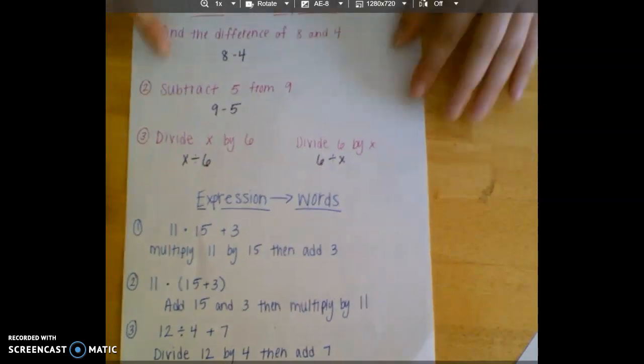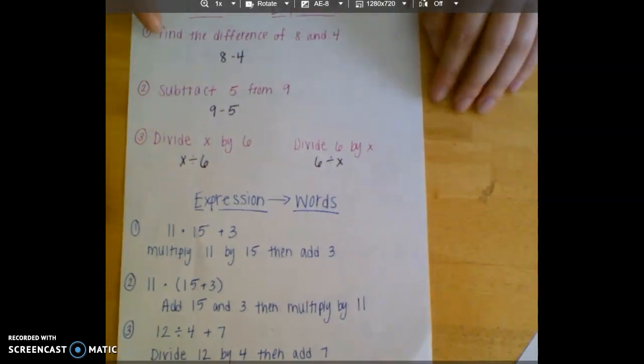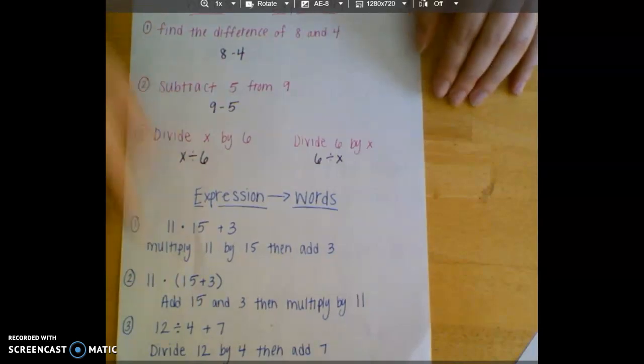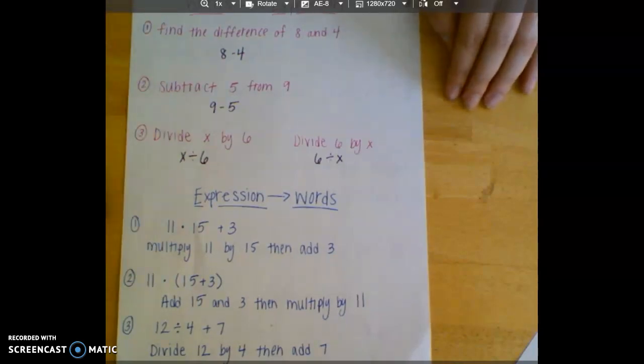So, fifth graders, things that are super important here. You have to look at the language that they are saying. And then you have to think about what that order of operations looks like.